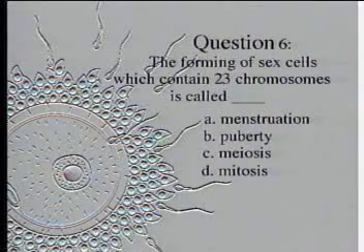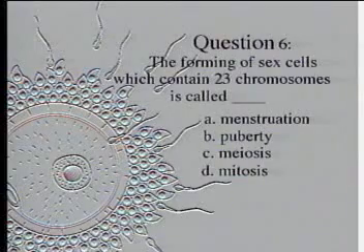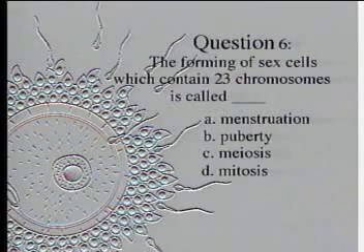Six, the forming of sex cells which contain 23 chromosomes is called A. Menstruation, B. Puberty, C. Meiosis, D. Mitosis.